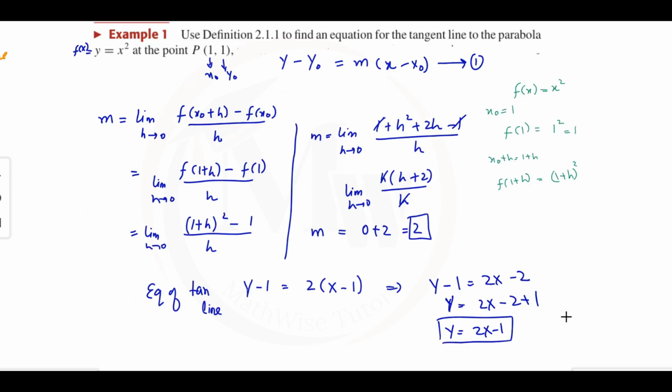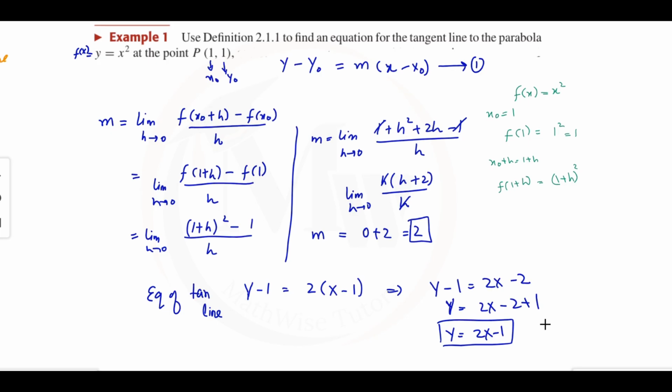This is the equation of the tangent line on the parabola whose equation is y equals x squared at the point (1, 1). That's how we find the equation of a tangent line. I used the formula with h. You can also use the formula with x naught and x only, but you will get the same answer. It doesn't matter whichever formula you use, you will get the same answer.